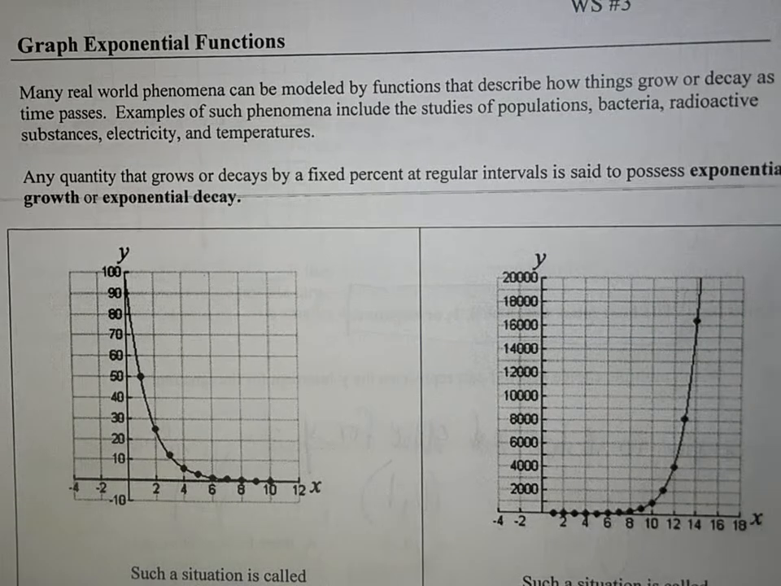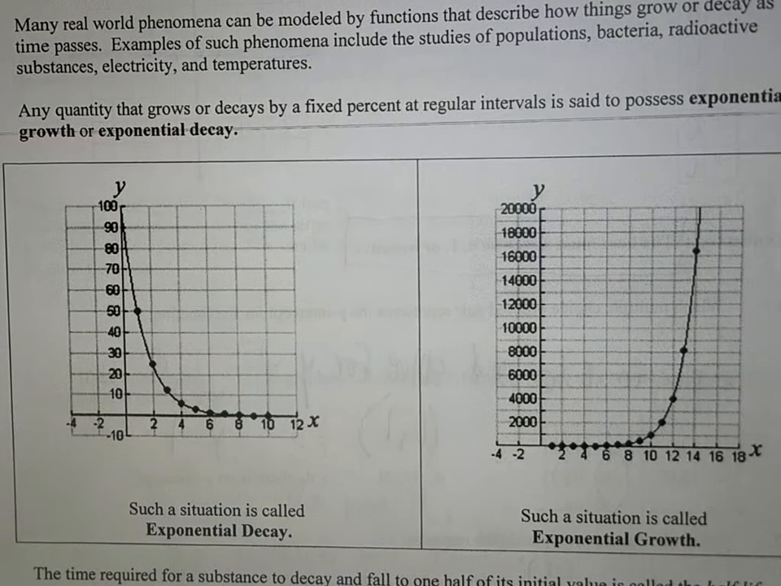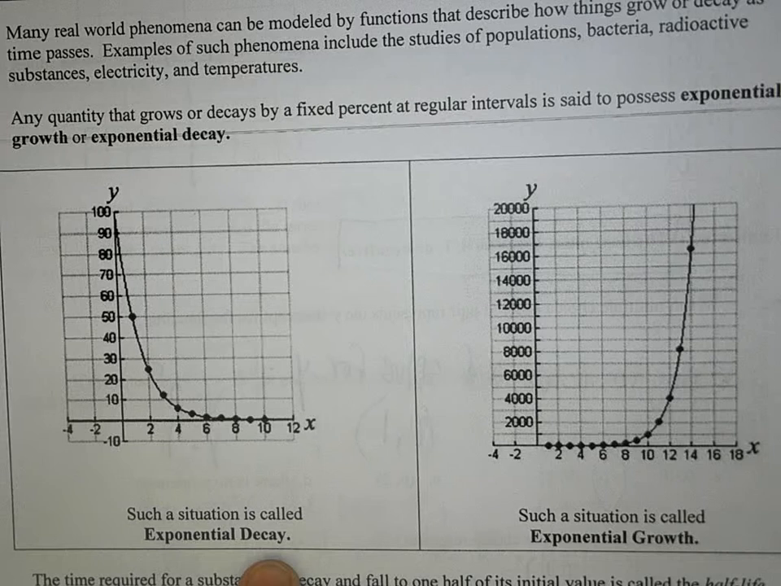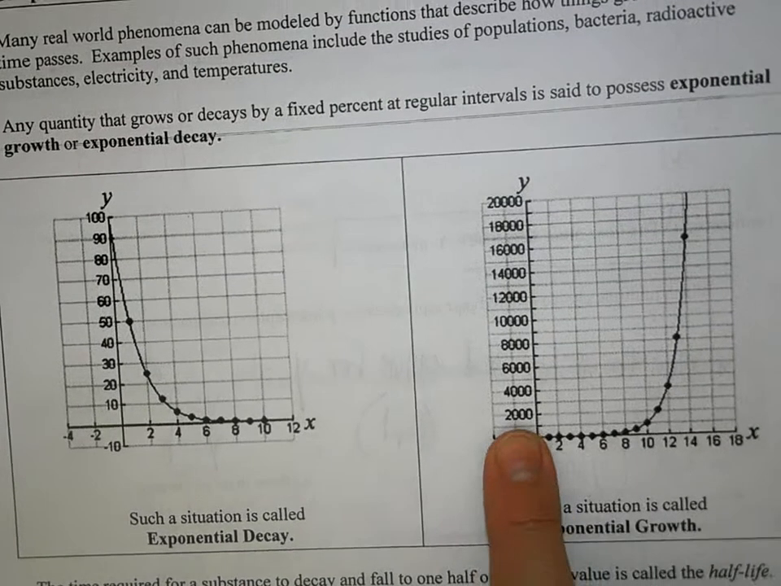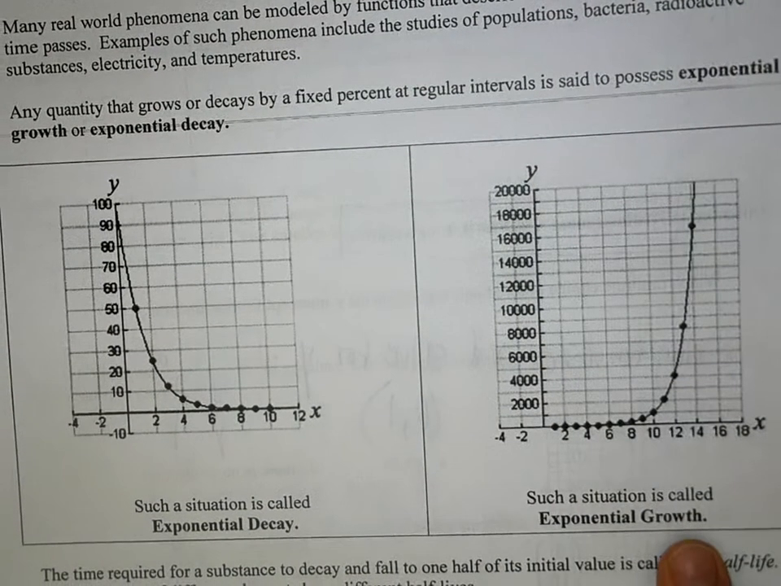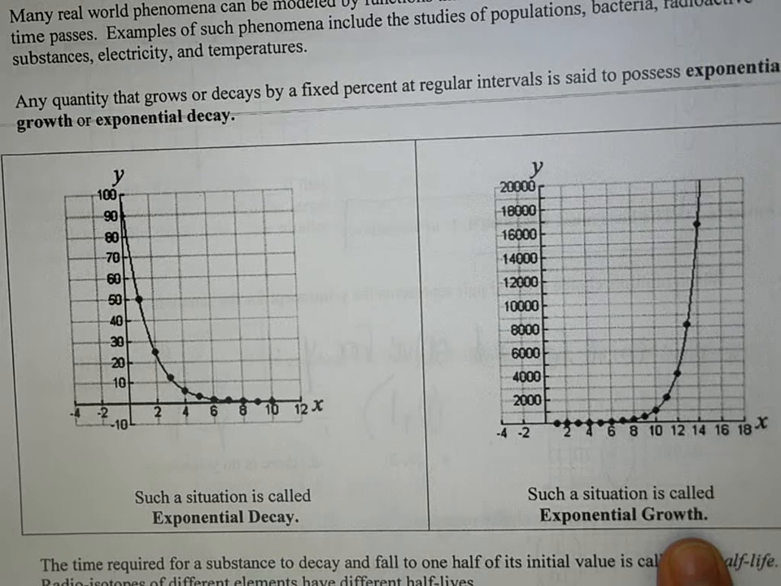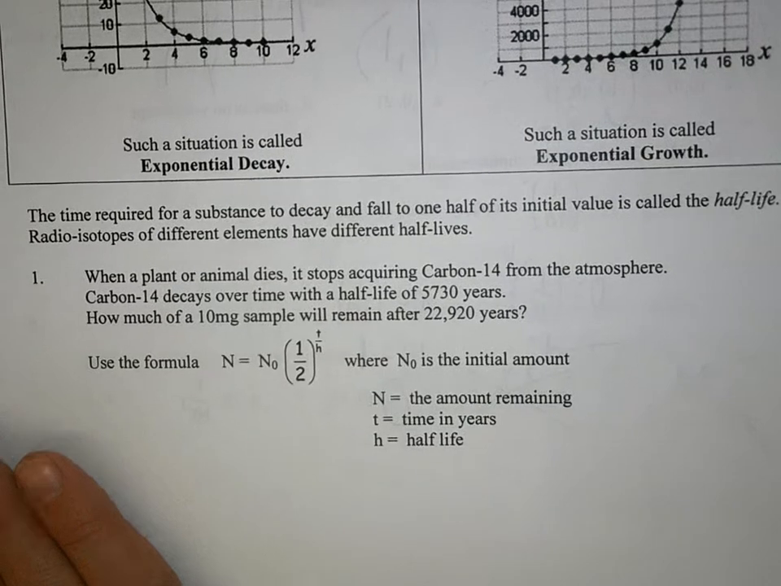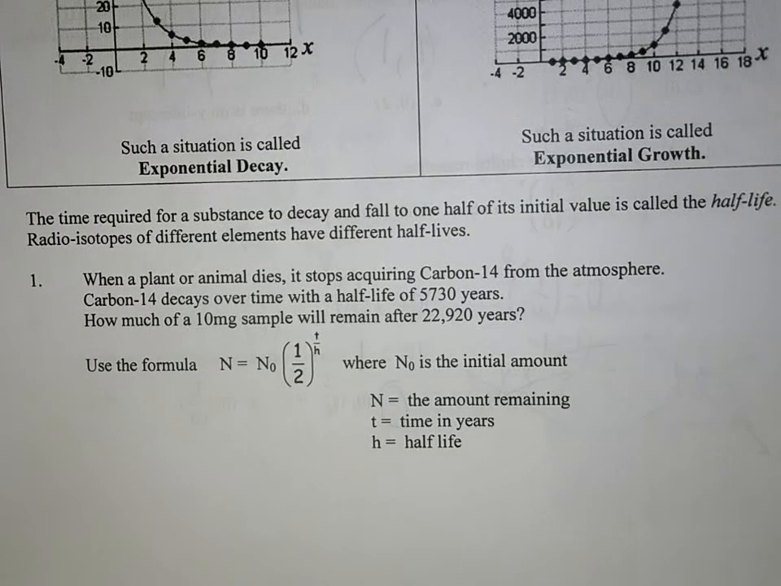Very good. So again, remember how we read graphs from left to right. So if you notice here, see how this is going down, that is why it is decay. On this one, it's going up, and that is growth. Are we all okay? All right, so it says, the time required for a substance to decay and fall to 1/2 of its initial value is called the half-life. Radioisotopes of different elements have different half-lives.